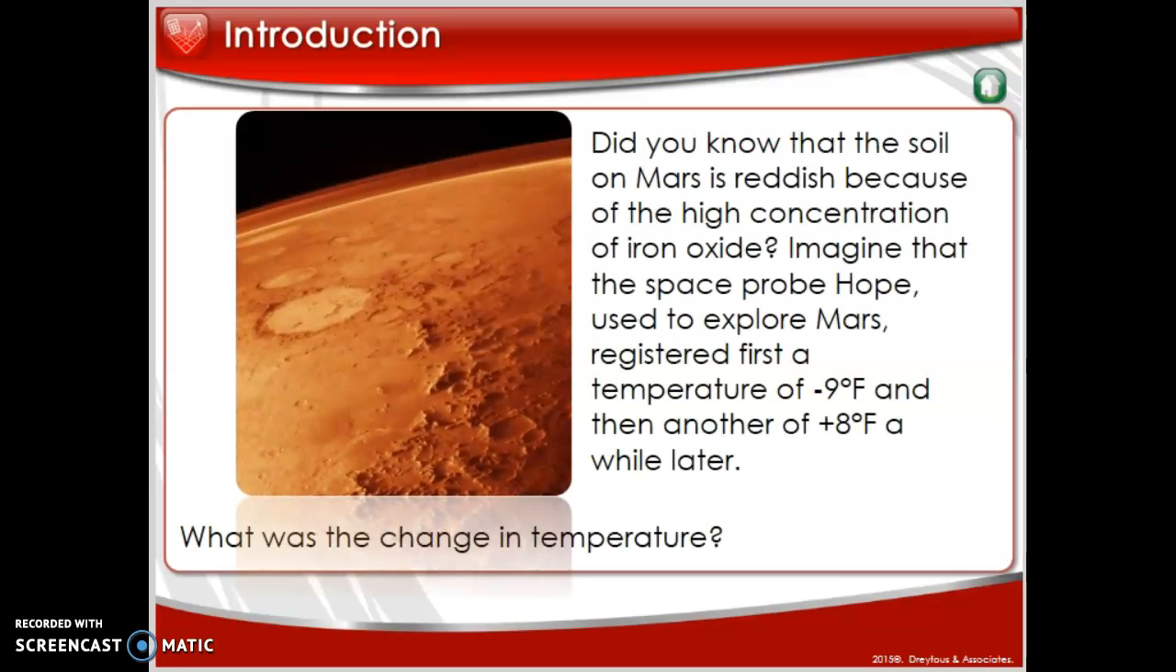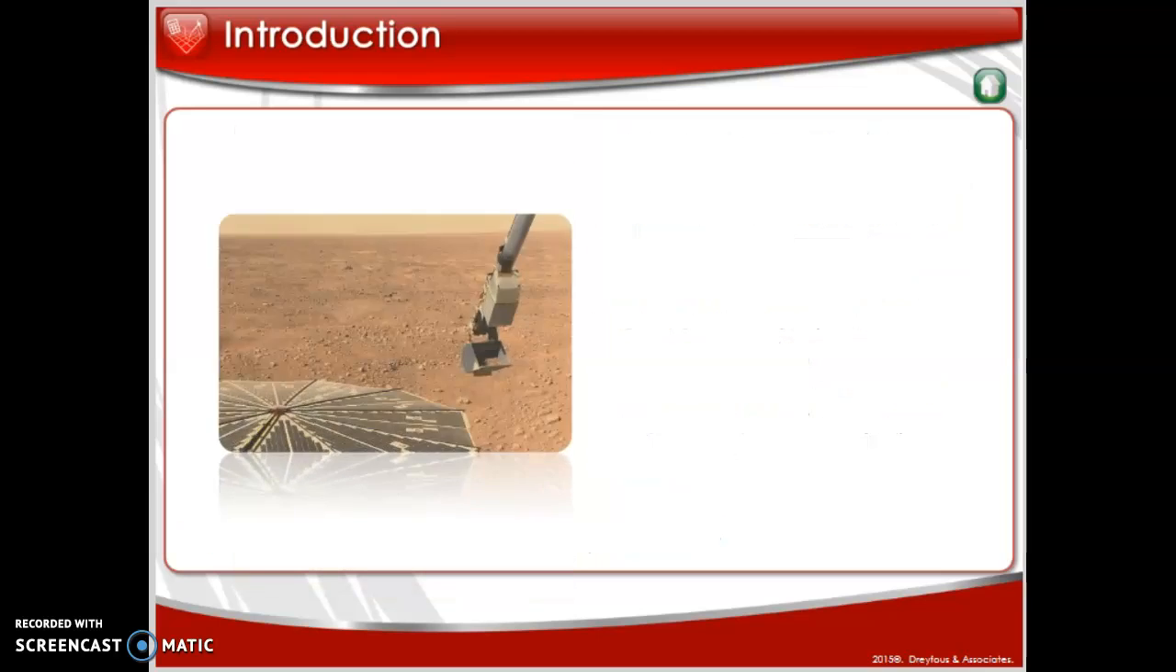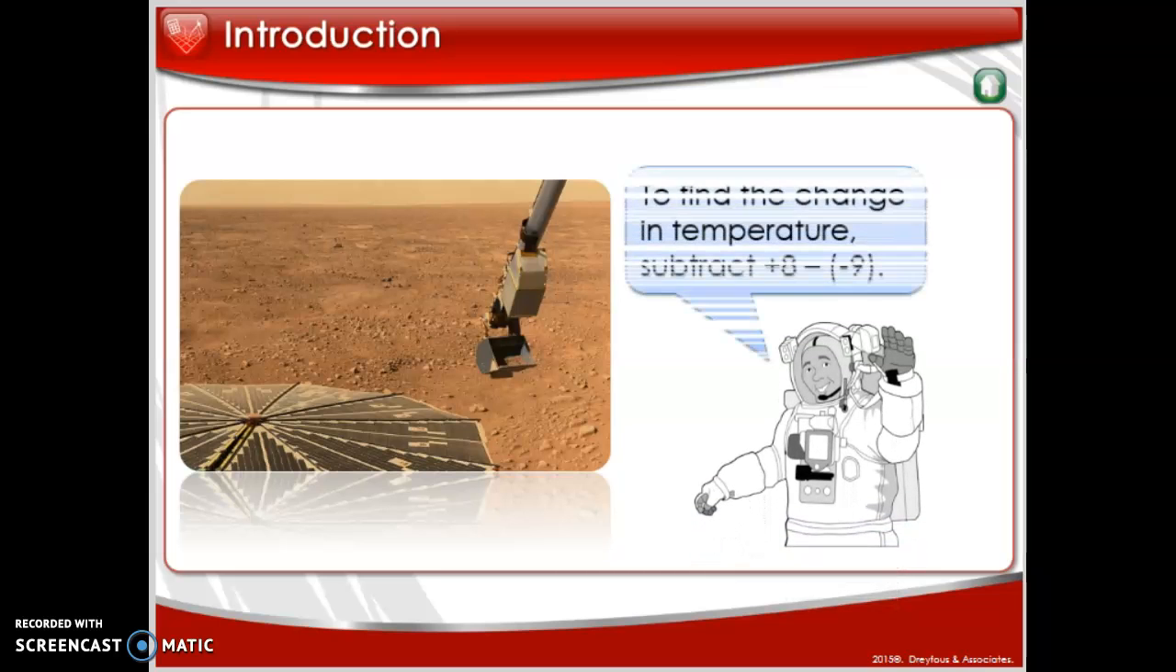Did you know that the soil on Mars is reddish because of the high concentration of iron oxide? Imagine that the space probe Hope used to explore Mars registered first a temperature of -9 Fahrenheit degrees and then another +8 Fahrenheit degrees later. What was the change in temperature? To find the change in temperature, subtract +8 minus -9.